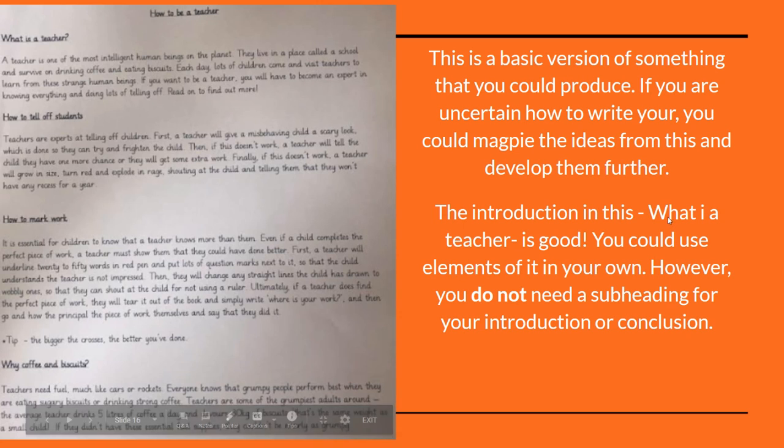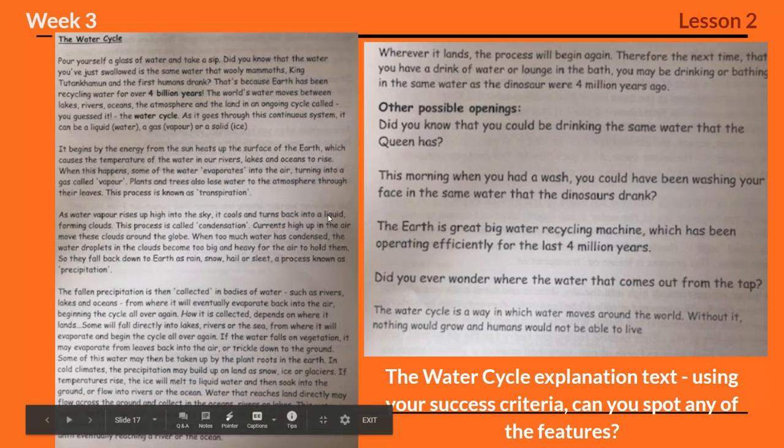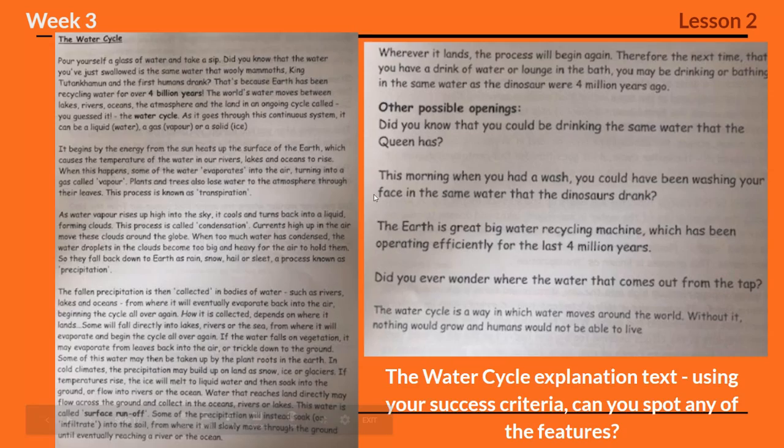The introduction in this, what a teacher is, is good. However, you can only use elements of it on your own. You need to develop it further and, as I said, make it more exciting. You do not need a subheading for your introduction or your conclusion. So in your introduction, we're looking for you to explain what your explanatory text is about. And in your conclusion, you're summarizing all the key points on how to be a teacher. You've got some examples here, which might help you with some other possible openings.